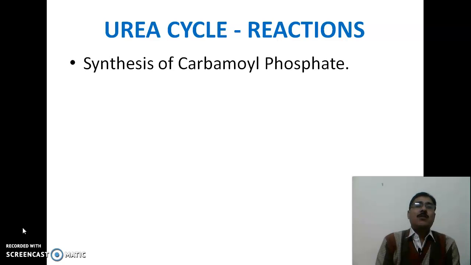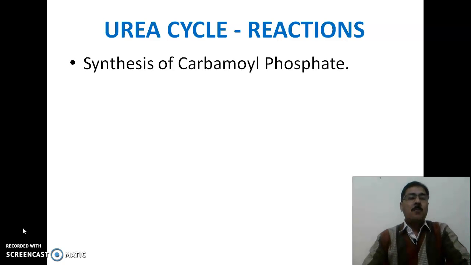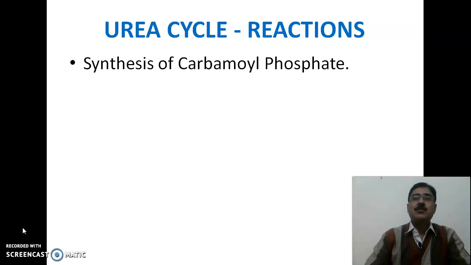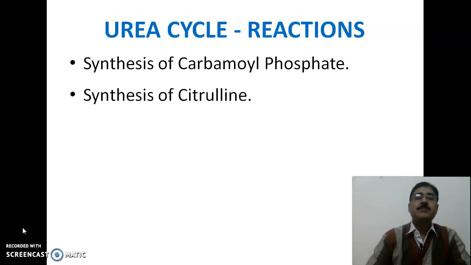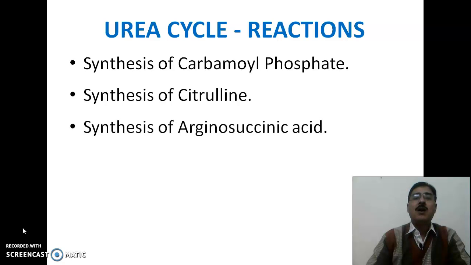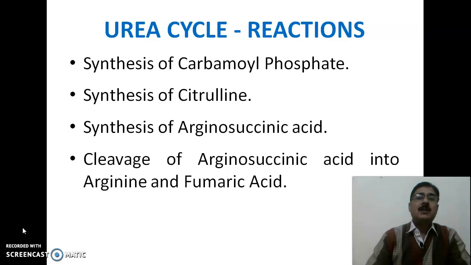So the 5 reactions include the synthesis of carbamoyl phosphate, or we can say the ammonia enters the urea ornithine cycle in the form of carbamoyl phosphate. In the second stage, there is synthesis of citrulline. Then there is synthesis of arginosuccinic acid. So carbamoyl phosphate, then citrulline and arginosuccinic acid. Then the cleavage of this arginosuccinate or arginosuccinic acid into arginine and fumaric acid.